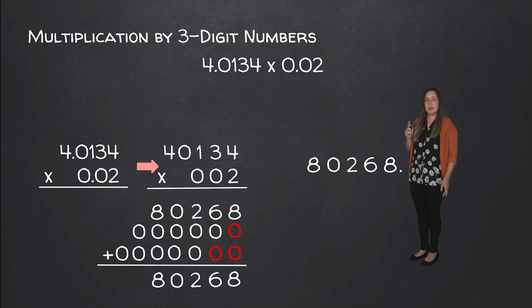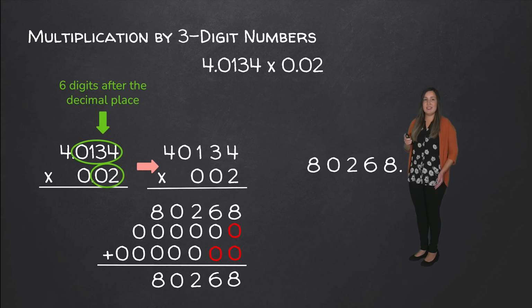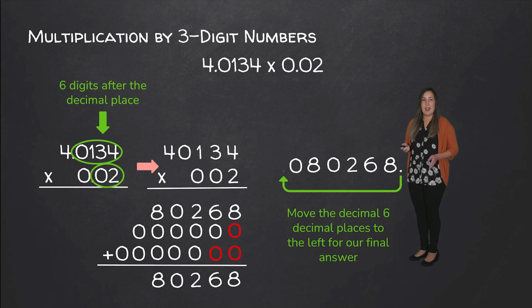So looking at our original problem, you notice that we have 4 digits after the decimal point here, and then 2 digits after the decimal point here. So in total, we have 6 digits after the decimal place. The thing is that our number does not have 6 digits, it's only a 5-digit number. So when we move it, we have to add another 0 there so that we can move 6 decimal places to the left. And then add a decimal point and add another 0 in front of it. All right, so that is it for multiplying with decimals when we're multiplying by 3-digit numbers.